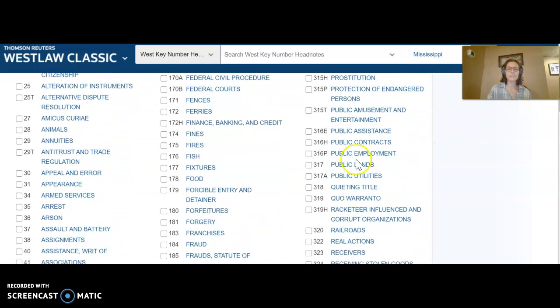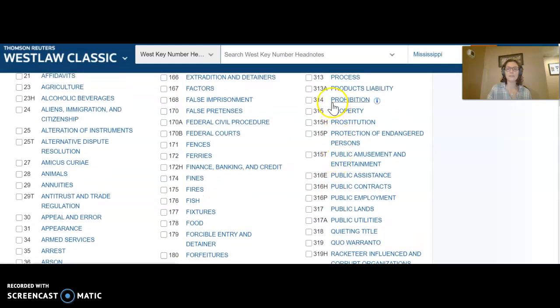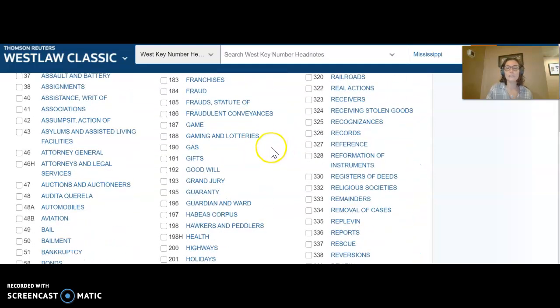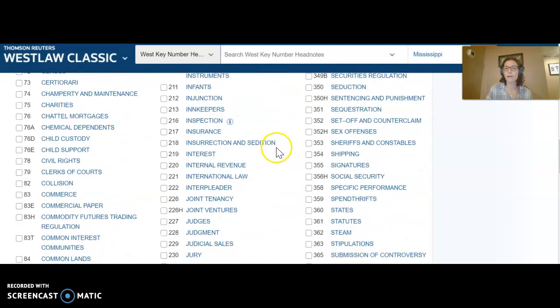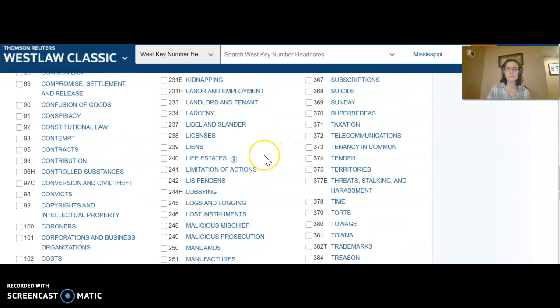You can actually see that some of it's not even numerical because they've added numbers, like here, 314, 315, 315H, 315P. Do not memorize these numbers. The numbers are not important. What I want you to look at is the list. I think there's well over 450 different topics here, and you can see that it includes a number of legal topics.